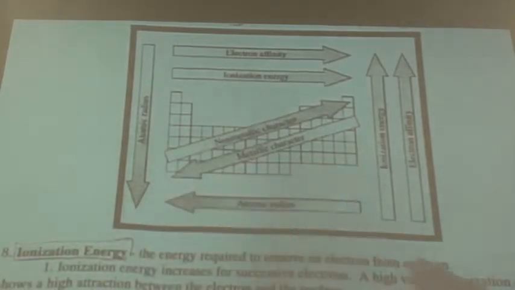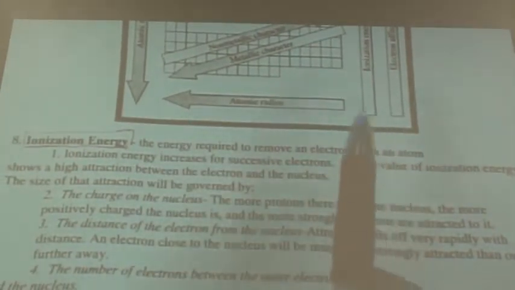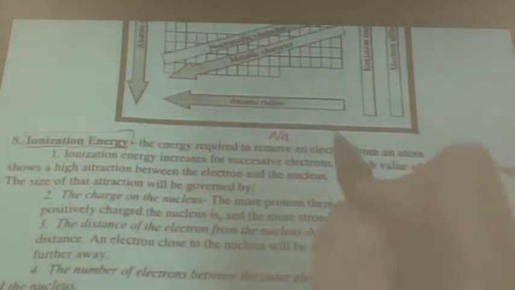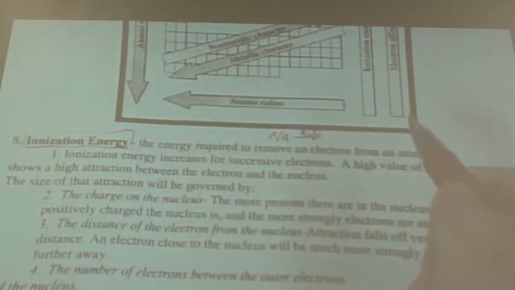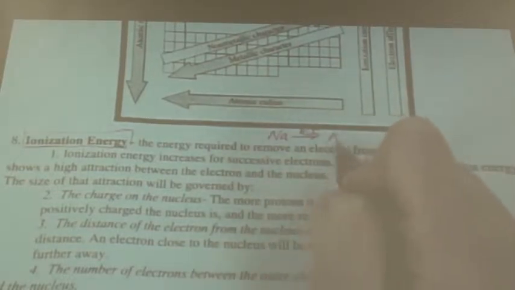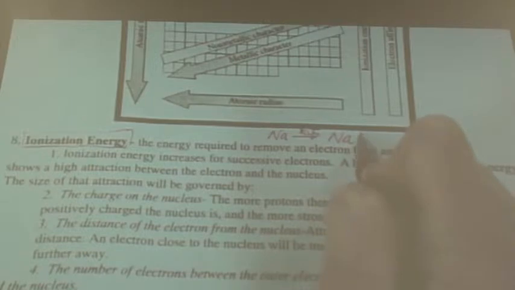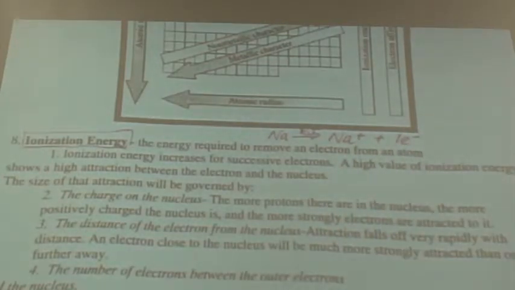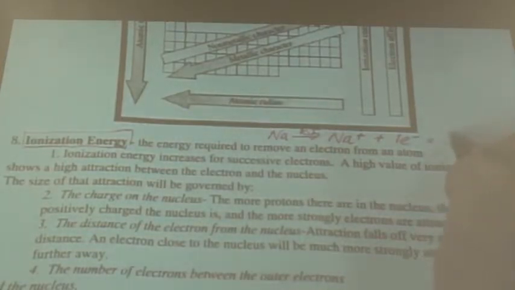First of all, to define it, ionization energy is the energy required to remove an electron from an atom. The energy required to remove an electron from an atom. If I have a sodium atom, I need to add energy, there's my energy in kilojoules, in order to pluck one of its electrons, leaving it positively charged, away from the atom. This is called the first ionization energy.